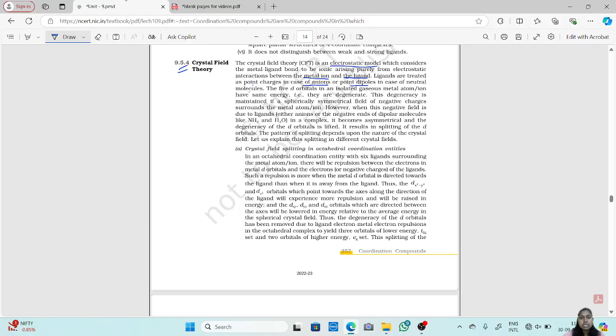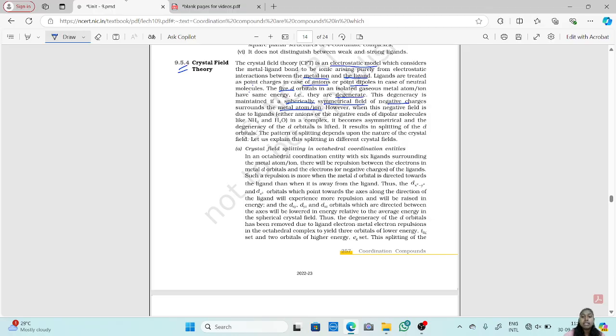The 5 d orbitals in an isolated gaseous metal atom or ion have the same energy, that is, they are degenerate. This degeneracy is maintained in a spherically symmetrical field of negative charges surrounded by the metal atom or ion.